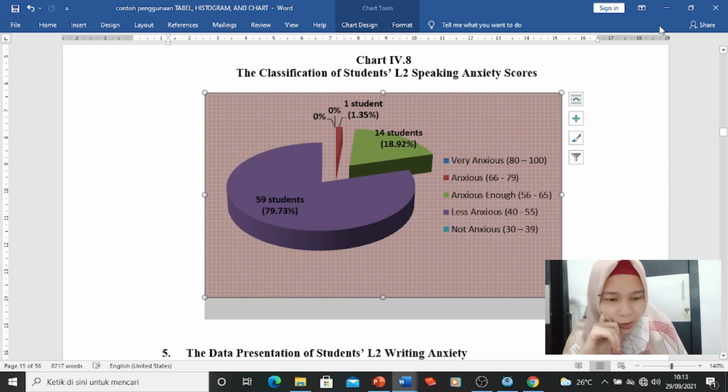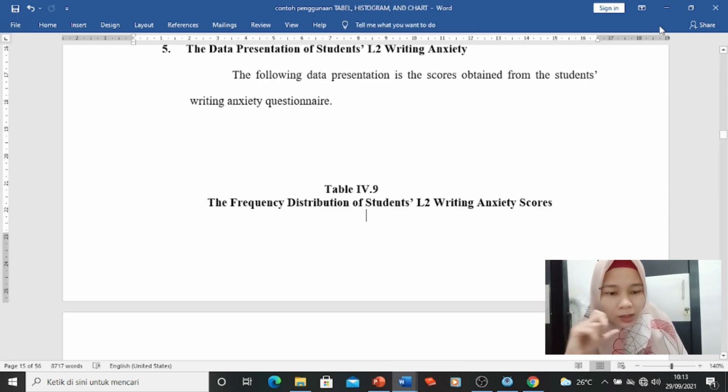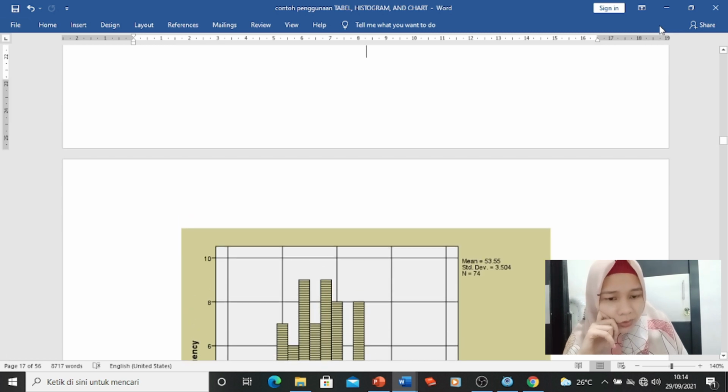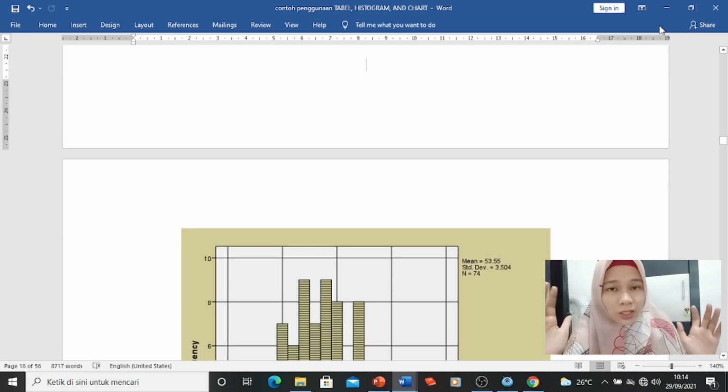What else? This is still a similar chart. So pie chart, histogram, and bar chart are the most common charts used. Look at my writing here. I only have histogram, pie chart, and bar chart, because that's only about scores, percentage, distribution, and others. So I don't need any areas because I'm not talking about any specific areas. So I don't have to have an area chart.